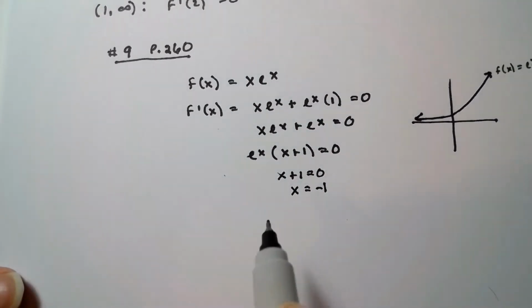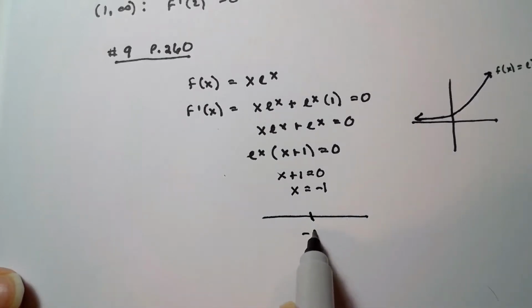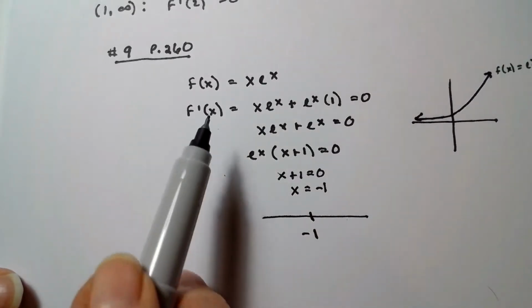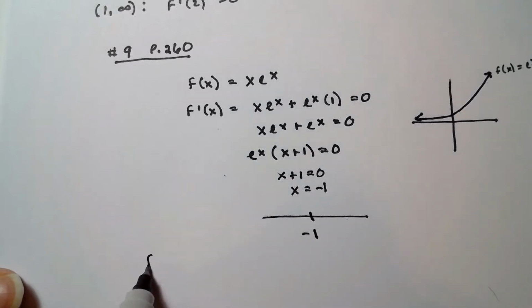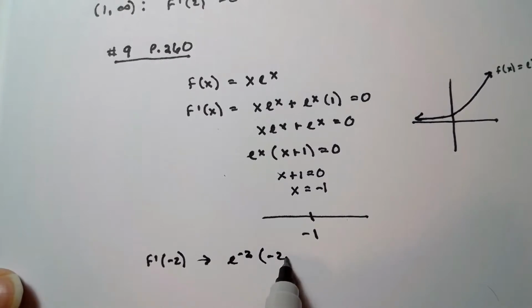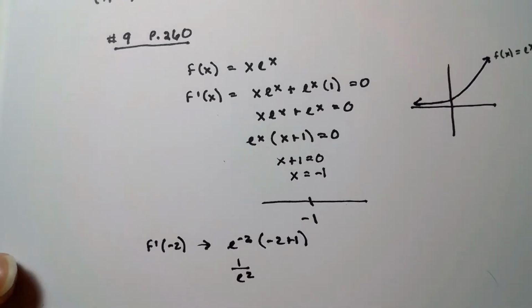Okay, so I'm going to make a number line. I'm going to plot my critical number. And now I'm going to test f prime to the left and to the right. So f prime of -2. Oh boy, I'm going to write this out. That's going to give us e to the -2 times -2 plus 1. I just want to know, is it positive or negative? e to the -2 is the same as 1 over e squared. That's a positive number. Even though it has a negative exponent, the number is still positive. So I have a positive number times a negative number. -2 plus 1 is -1.